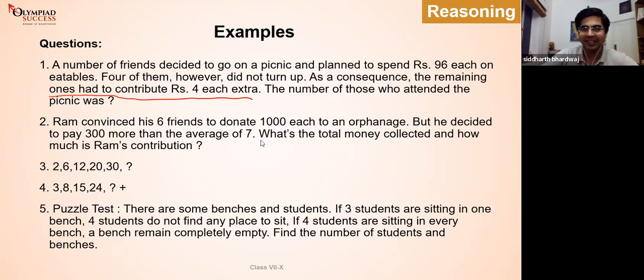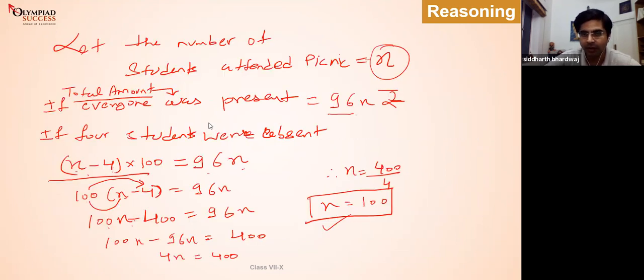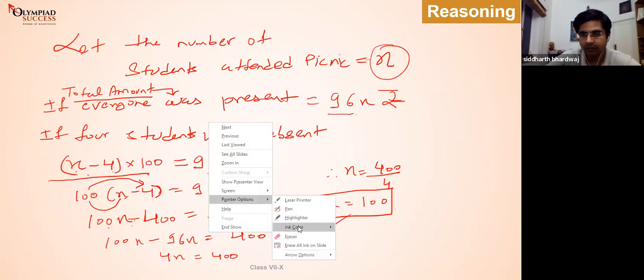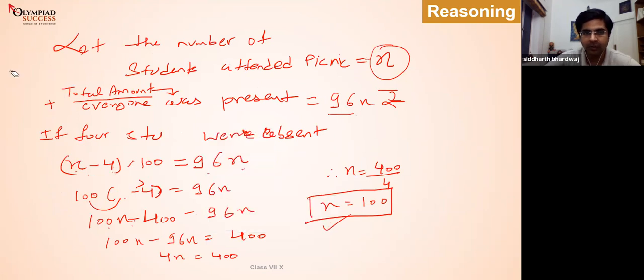So let's discuss it, right? Ram convinced his 6 friends and he himself. So what is the total amount of the friends? We don't know Ram's contribution, right? We know about the other people, how much they are contributing, but we don't know about Ram's contribution. So let's discuss how much was Ram's contribution.